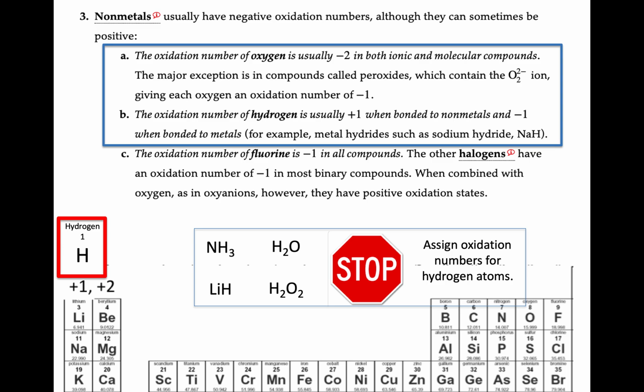Okay, here's 4 examples. I tried to pick a variety that would be illustrating different ideas for these nonmetals. What I'd like you to do is assign oxidation numbers for the hydrogen atoms in each of these compounds. Pause the video, give that a try.